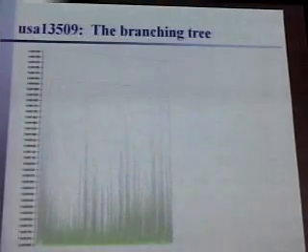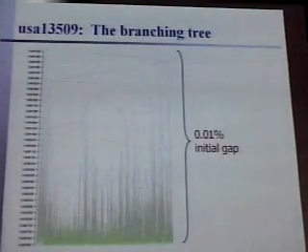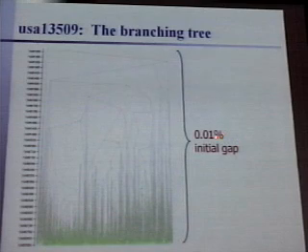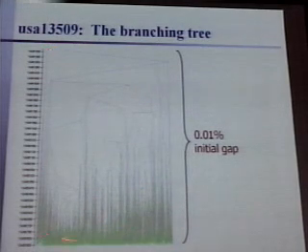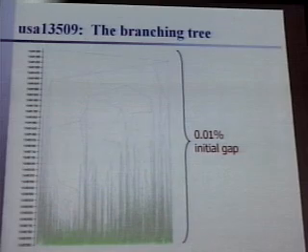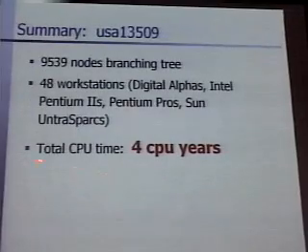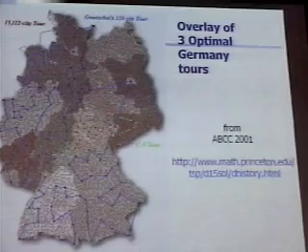This is the United States, 13,500 cities. And here's the branching tree. And the secret is that the gap between the LP bound, which is the lower bound, and the upper bound is only 0.01%. Without that, you would never be able to solve it. And it's all cutting plane based. And that ran 4 CPU years on 50 workstations all around the world. And here is the world record until recently.